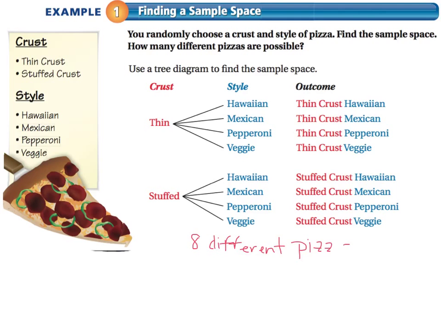But the easiest way is this. There are 2 kinds of crust. There are 4 kinds of pizza. All you have to do is take 4 multiplied by 2, which is 8. That's it.